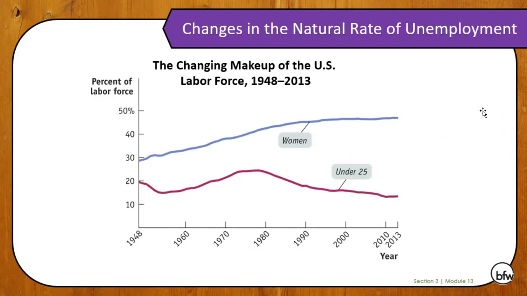Here's another graph that shows you the changes in the makeup of the U.S. labor force. So as you can see from 1948 to today, women make up a much larger share of the labor force. People under 25, not as much. And you notice it goes down a little bit going into the 1950s. Think about it: when we came back from World War II, you had a lot of people going into college and different things funded by the GI Bill.